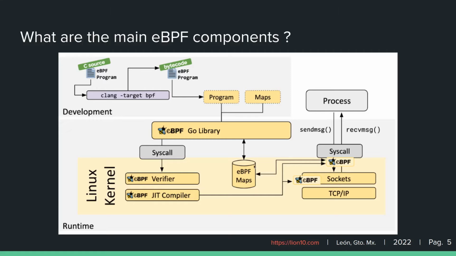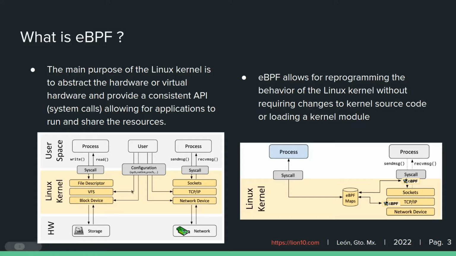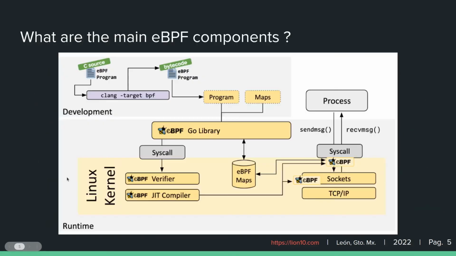So it stores information in maps. It can also print to ring buffers or call a subset of kernel functions defined by a special API. And an eBPF program can be attached to multiple events, so different types of events. There can be some other types of events here, like in the file operations. And you can also access the same map to share data, as we mentioned earlier.